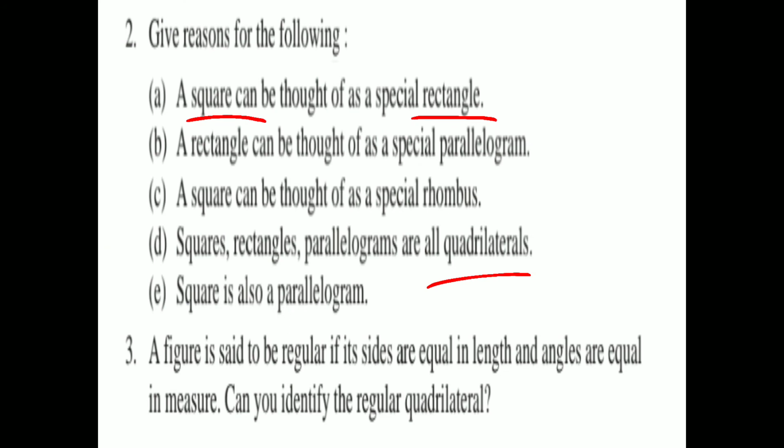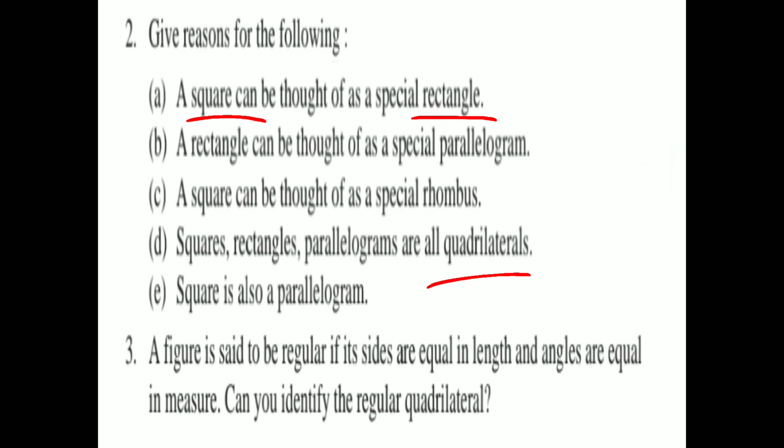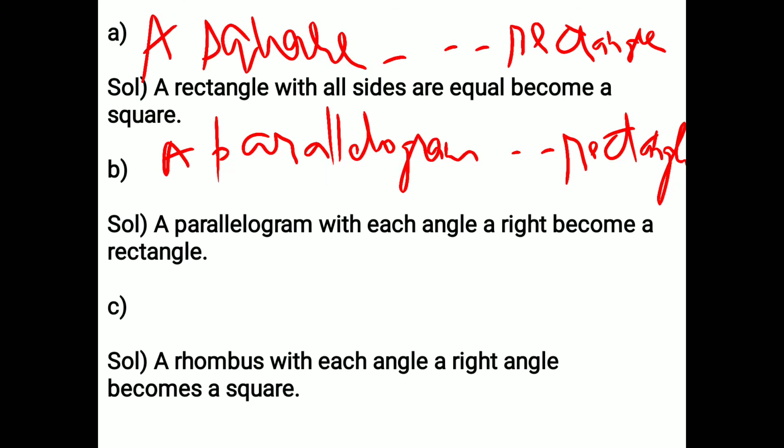Question number 2 is, a square can be a special rectangle. For a rectangle, what should be there? In the rectangle, all the sides should be equal. And if in the rectangle all sides are equal, it becomes a square. So we write, a rectangle with all sides equal becomes a square. A rectangle can be thought of as a special parallelogram. If a rectangle is to become a parallelogram, then its opposite sides should be parallel, and each angle should be a right angle, meaning 90 degrees. A parallelogram with each angle a right angle becomes a rectangle.